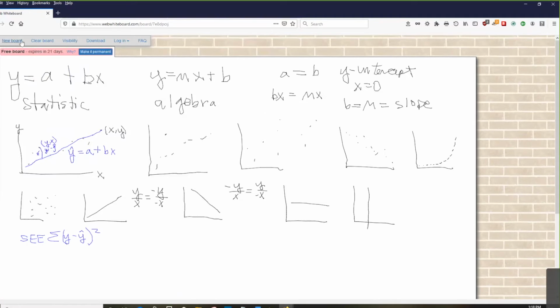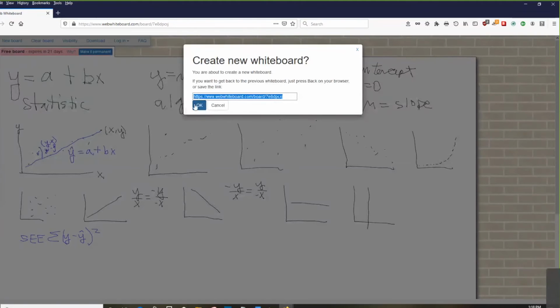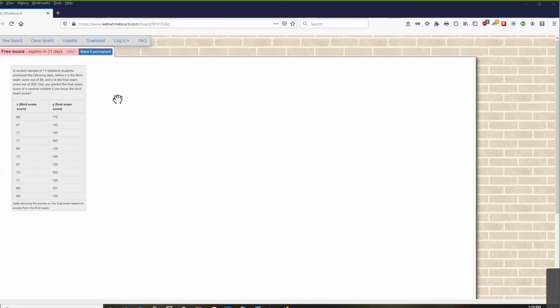So let's go ahead and do an example. If we have a random sample of 11 statistics students producing the following data, where X is the third exam score out of 80, and Y is the final exam score out of 200. We want to know, can you predict the final exam score of a random student if you know the third exam score? So let's write down what we know. N is going to equal 11 students, and then we've got our X's and Y's.